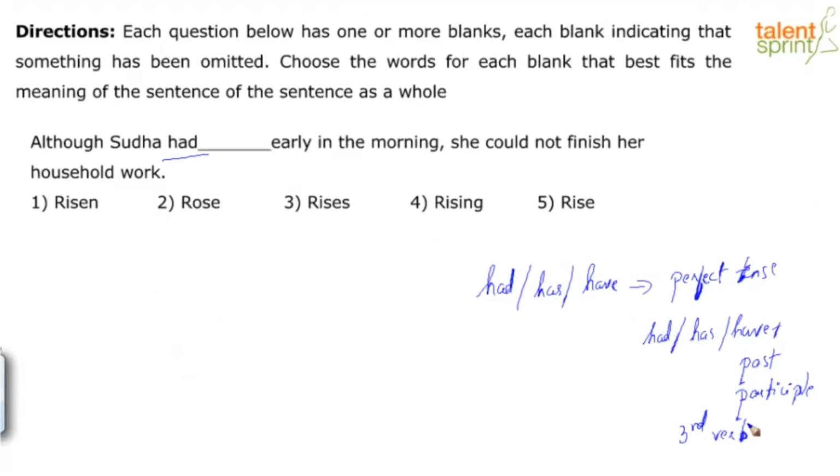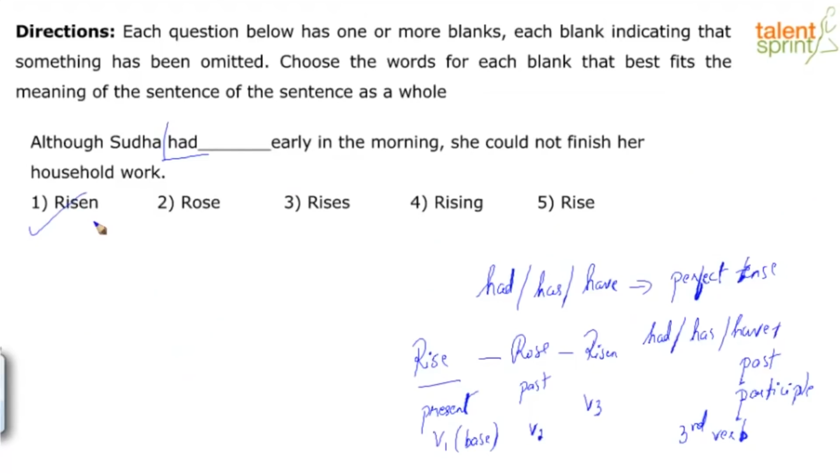Verb 3. So rise is present tense. Verb 1, base verb. Rose is past tense. Verb 2. And what is the past participle? Risen. Right? This is verb 3. So for this form, you need to pay attention to the sign, right? Had is your hint word. So obviously the answer is option 1.